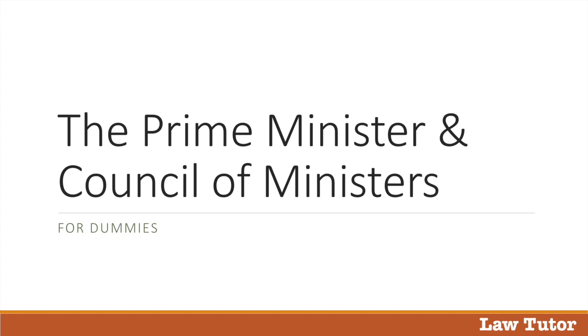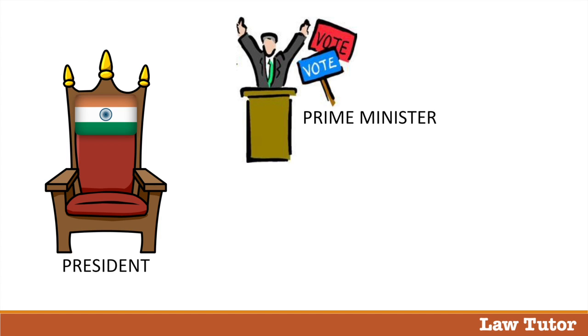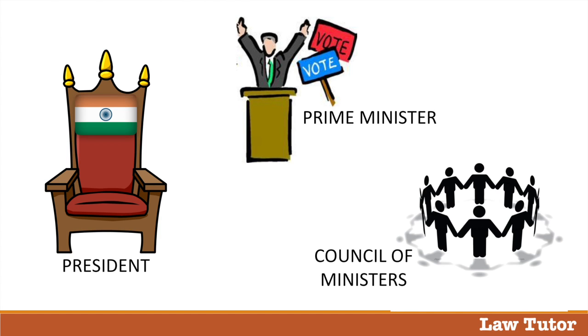Hi, this video is about the office of Prime Minister and his Council of Ministers. The President of India is the constitutional executive head. The real head of the government is the Prime Minister and his Council of Ministers. All decisions are taken in the name of the President, but the President cannot act on his own.